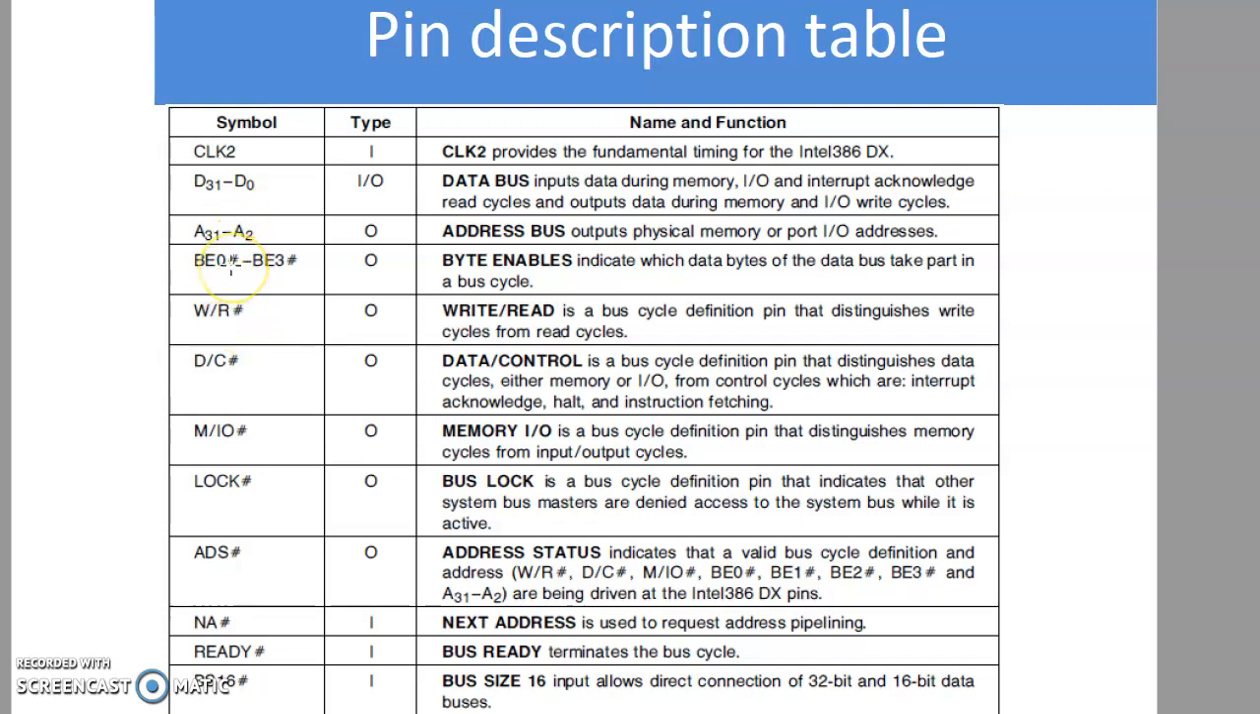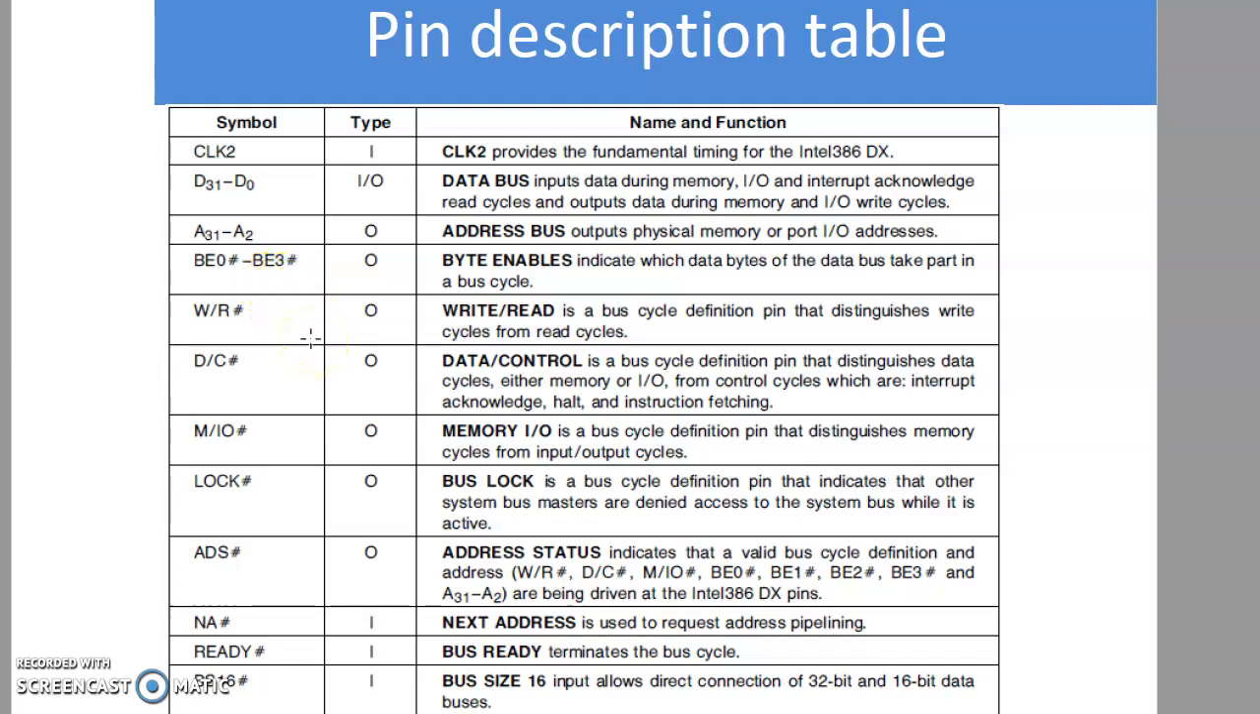Then you have the byte enable. Byte enable indicates which data bytes of the data bus take part in the bus cycle. That means the data bus is 32-bit, so it is divided into 4 parts, each of 8 bits. So which 8 bits are taking part in the machine cycle can be decided by B0 bar to B3 bar.